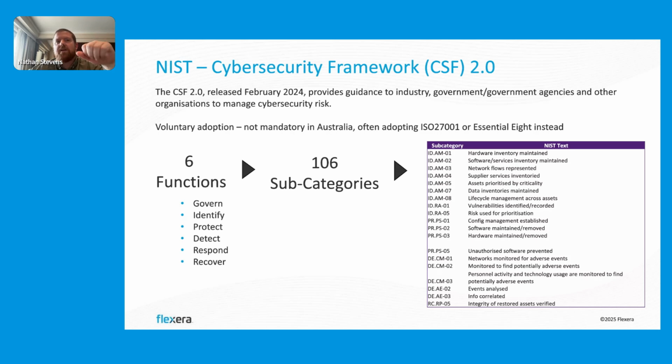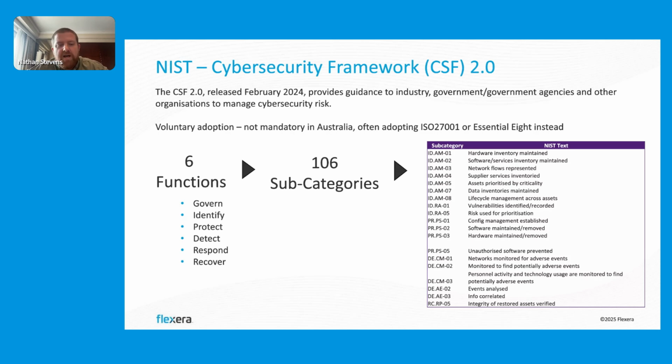What we are seeing, though, is often organizations will adopt the ISO 27001 standard, or in some cases, especially non-corporate, we see the Essential 8 being adopted instead of NIST. But NIST can provide a much broader framework to work within. What it does is it's broken down into 6 particular functions. Within those functions, they have categories, and the flow onto that is 106 subcategories. So those subcategories contain multiple different controls for things like asset management or risk assessment.